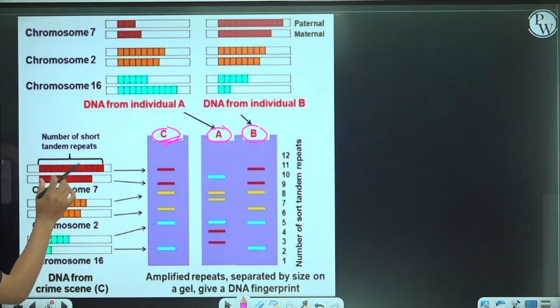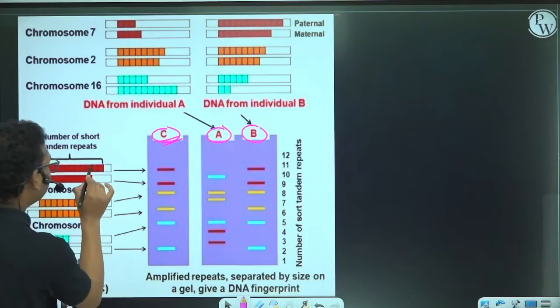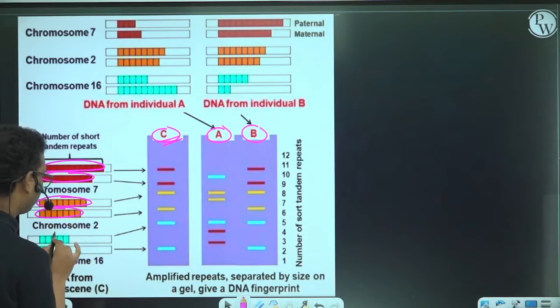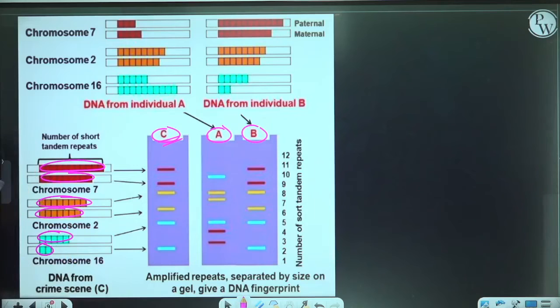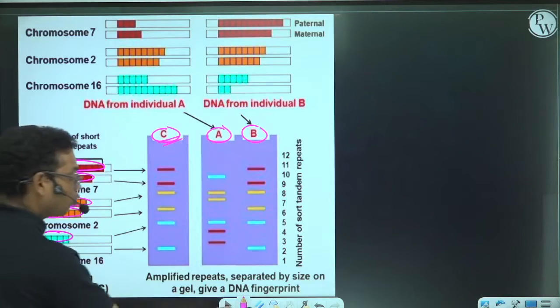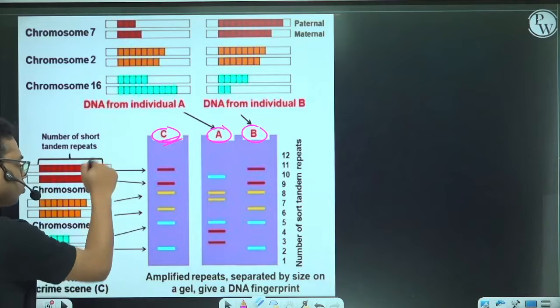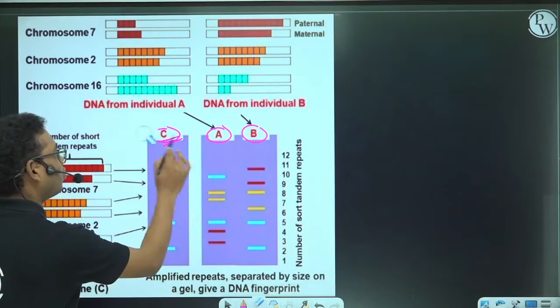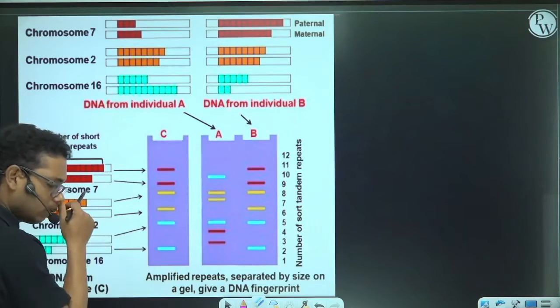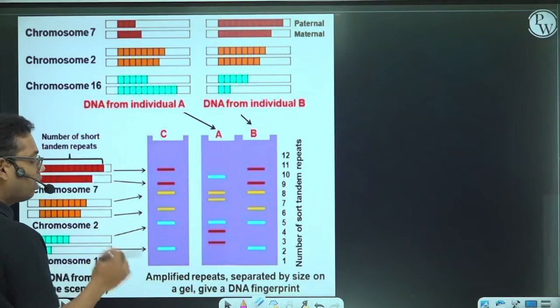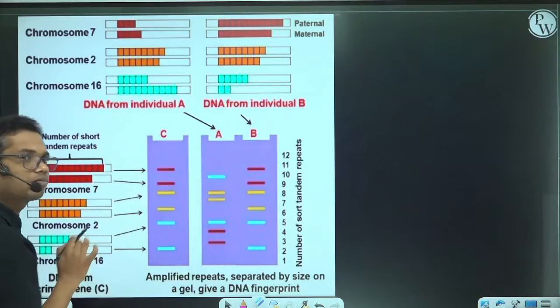In chromosome 5, you can see the repeating unit is present continuously. Here also the repeating unit is present continuously. That means this sequence is basically nothing but the VNTR. This is VNTR, this is VNTR, this is VNTR, this is VNTR, and this is VNTR. So first of all, once I isolate the DNA, I will digest the DNA with the help of restriction endonuclease, and then I will load that DNA into this well.